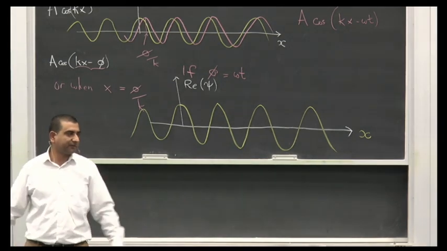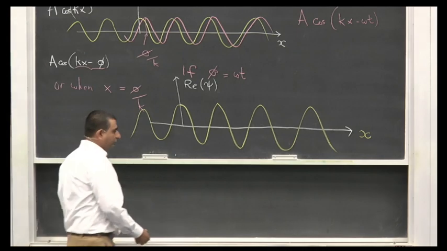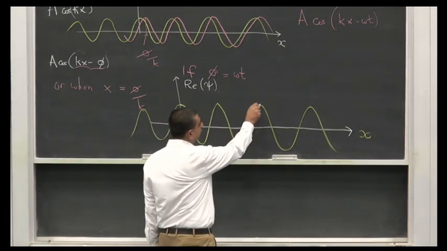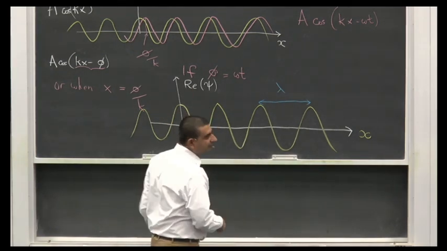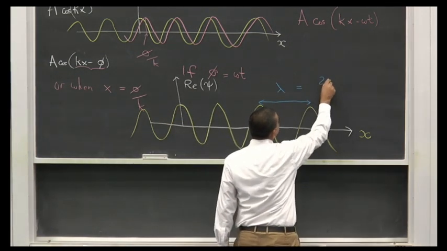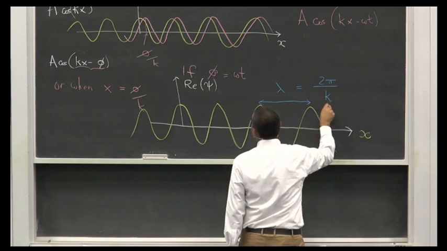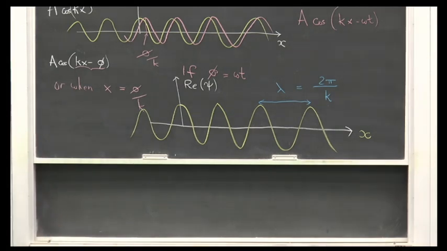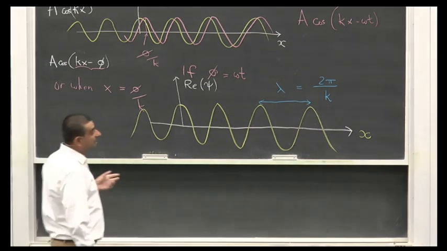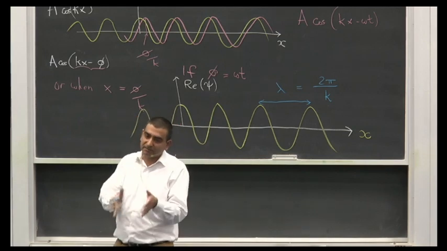And from basic school level physics, you know that this is the wavelength, lambda. You work out the math, this turns out to be equal to 2 pi over k. This k is the same number that we put in here. This is called the wavelength. k is the inverse wavelength, also called the wave number. And from de Broglie, the French physicist, you know that this k is actually related to the momentum of the particle.